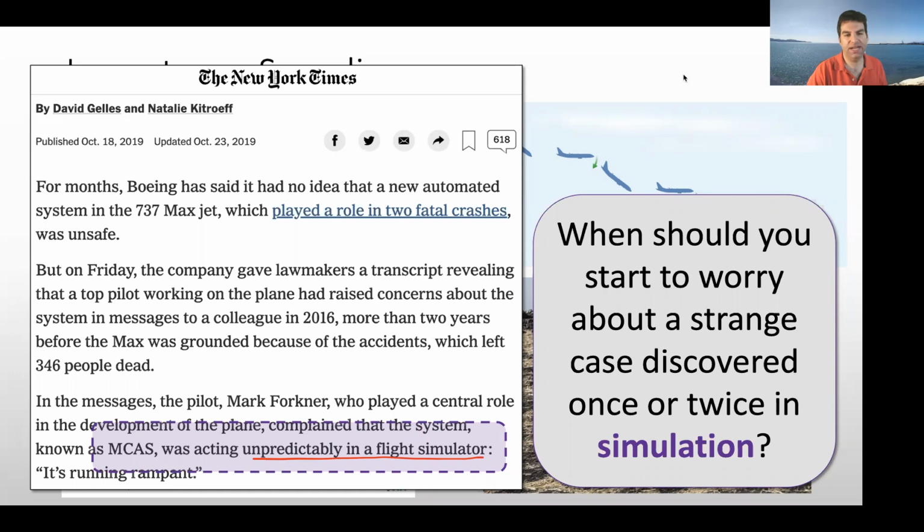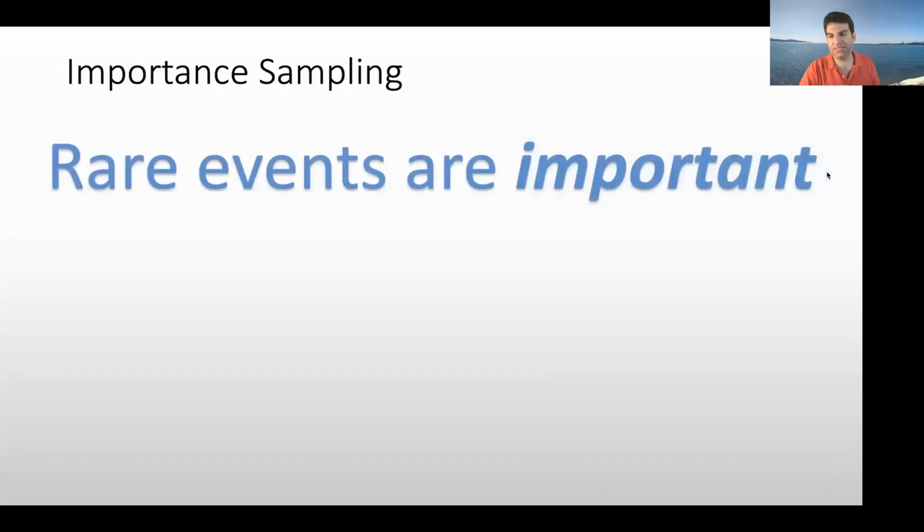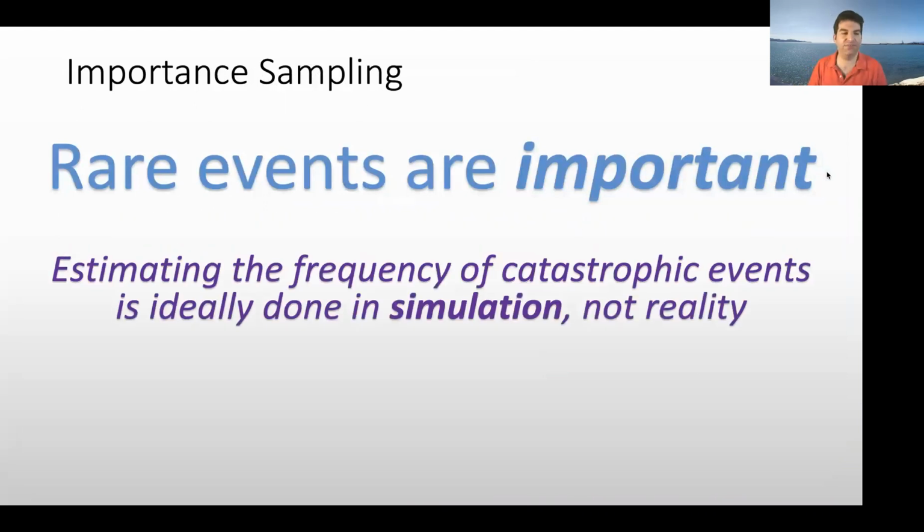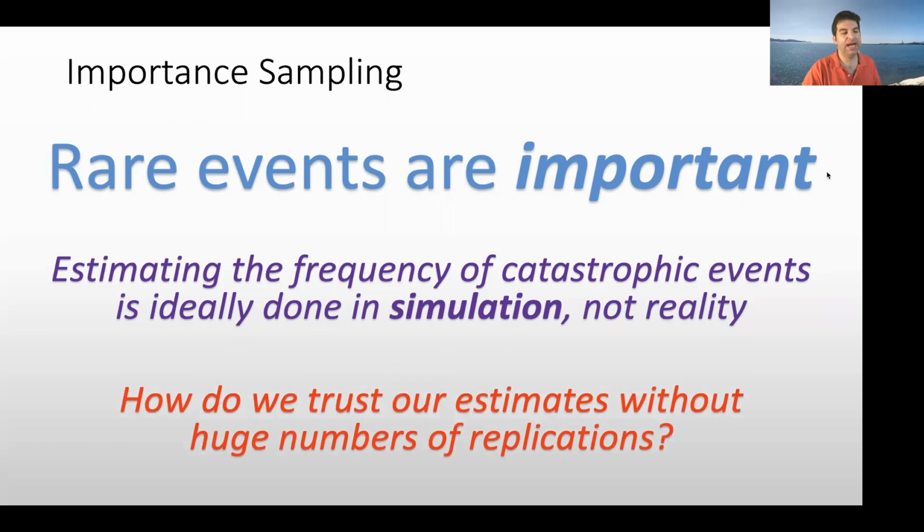So basically what I'm saying here is that rare events are important. Estimating the frequency of catastrophic events is ideally done in simulation. You don't want to actually have a nuclear meltdown to estimate how frequently nuclear meltdowns happen. But how do we trust our estimates without building huge numbers of replications? If it only happens in one in every 1 million runs of your simulation, then does that mean you have to run 100 million runs of your simulation to get a good estimate of how frequently it happens?